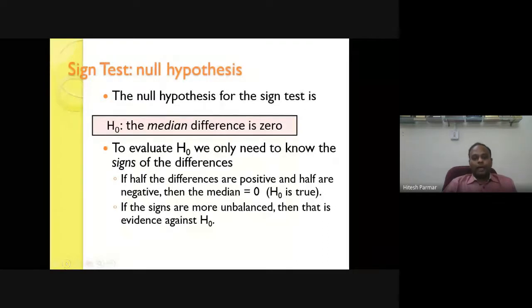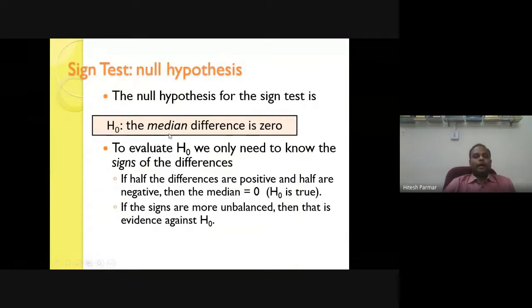Now the entire focus is on the median. The test will be regarding the median. So the null hypothesis will be that the median difference is 0. Right? The null hypothesis is the median difference is 0. Now to evaluate this null hypothesis, we require only the sign of the differences.